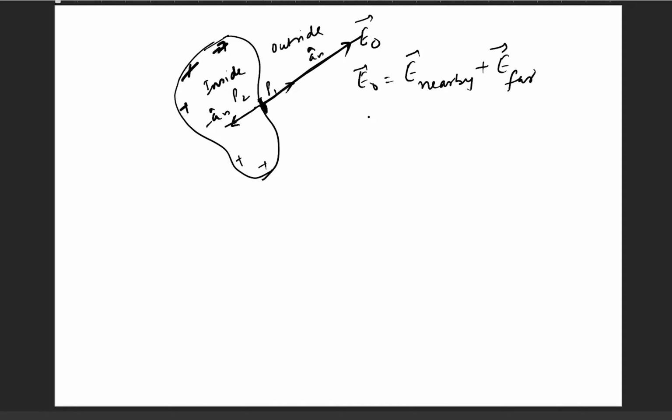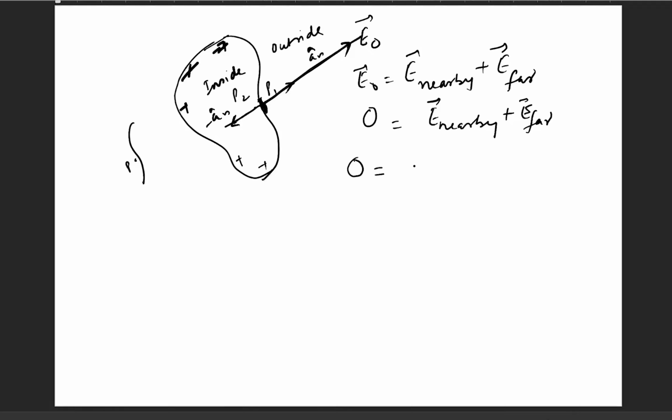So for the point P2, the resultant field is 0 because it is inside a conductor. So E nearby plus E far is going to give us 0. Now imagine a scenario that you are very close to a charged surface. If you are very close, you will think that this charged surface is very large or infinite, like an ant which is very close. The ant will think that this world is very large, or you will think that this surface area which is charged is very large.